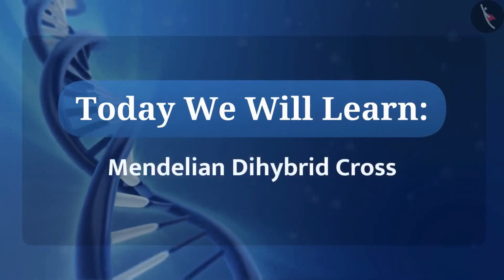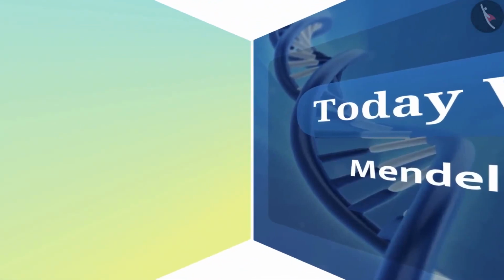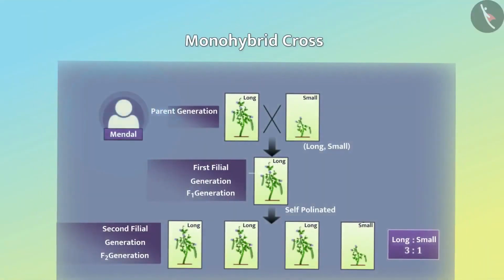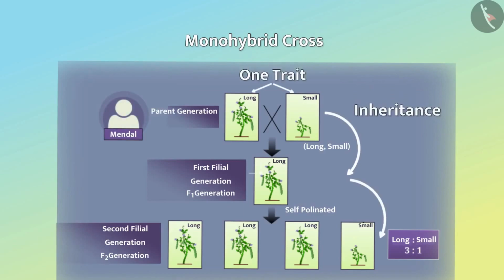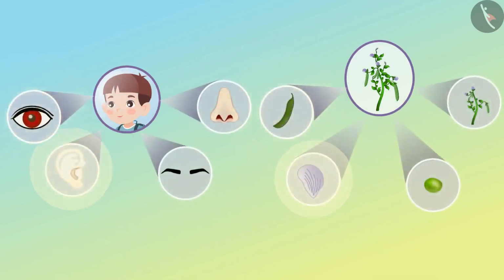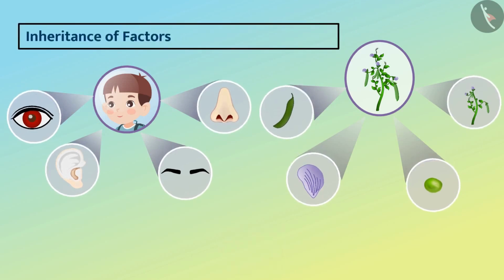About Mendelian dihybrid cross. In monohybrid cross, Mendel studied the inheritance of only one trait at a time. But in an organism, many different characters are present. The factors that control them are also different. So, the inheritance of these factors will affect each other.